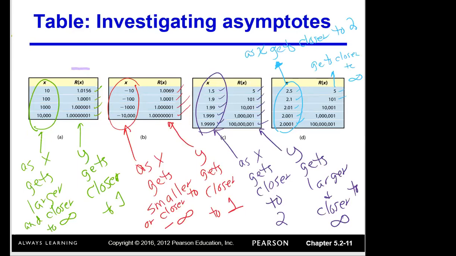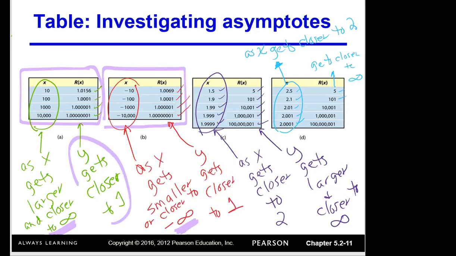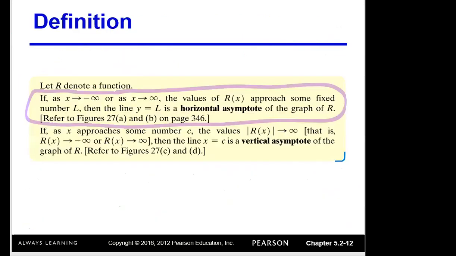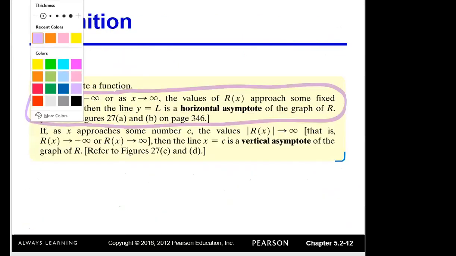Which one's getting closer and closer? Okay, so this one was approaching infinity as x got closer to infinity. And on this one, x got closer to negative infinity. In both examples, y was getting closer to the number 1. So y equal to 1 is a, and I'm just going to abbreviate HA, horizontal asymptote.